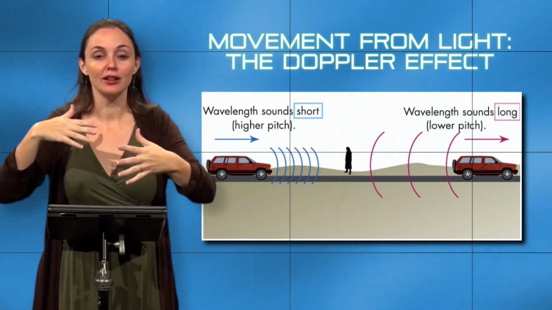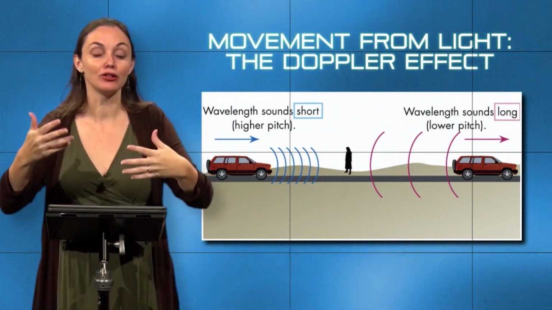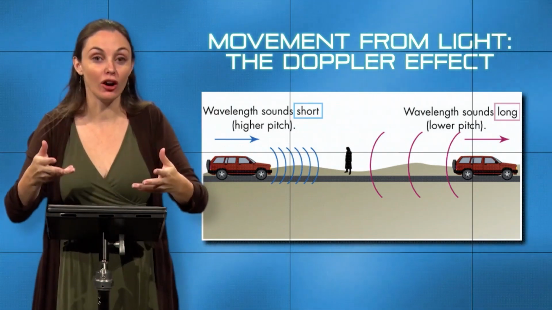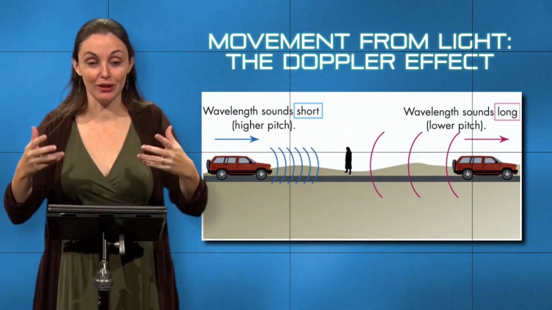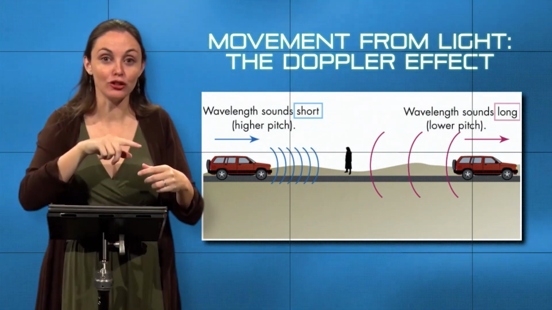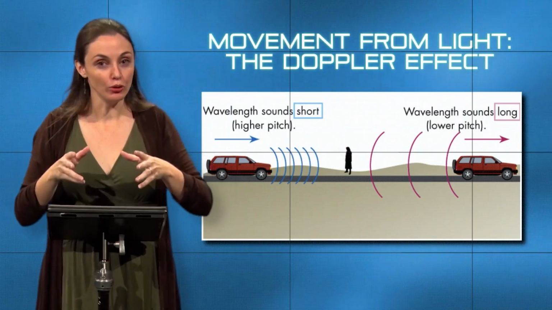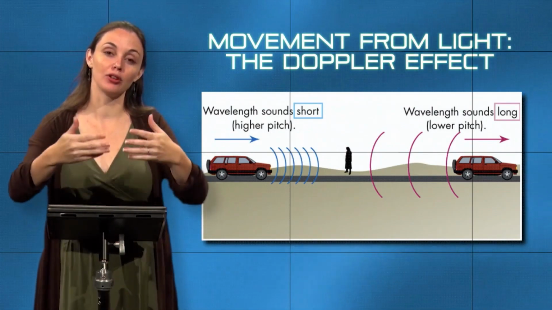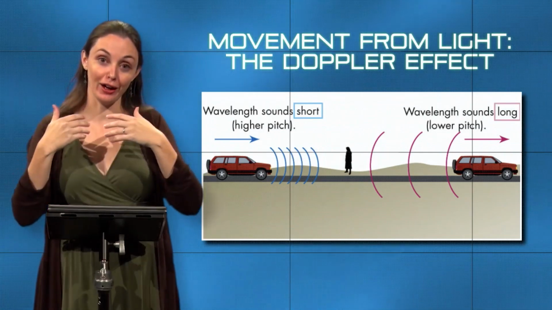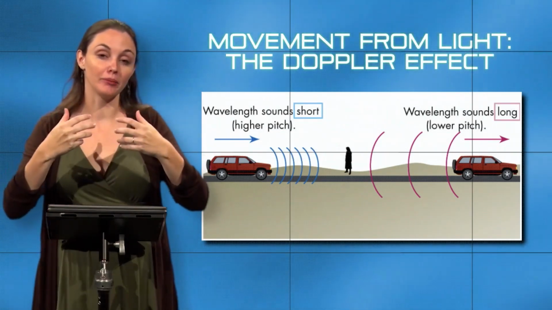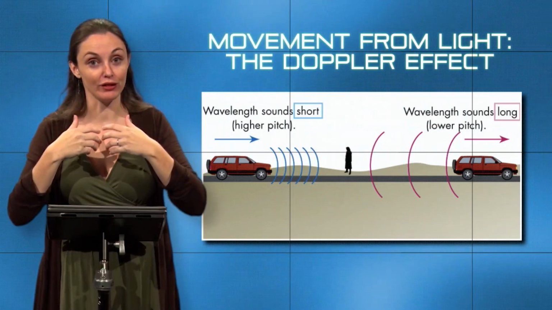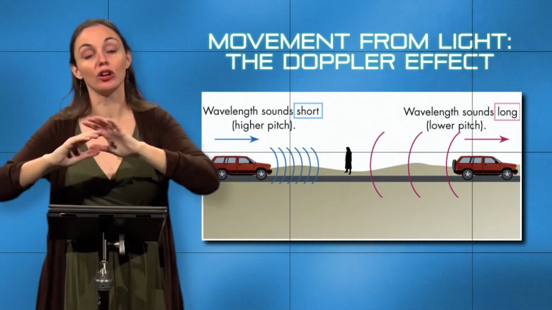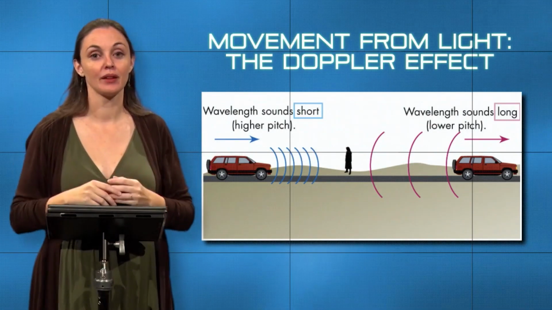So whenever anything is moving around, like an ice cream truck or a police car, or cars in NASCAR zooming around that racetrack, the sound is always going to be distorted, because the object's either moving towards you, creating a higher frequency and a shorter wavelength, or it's moving away from you, creating a longer wavelength.